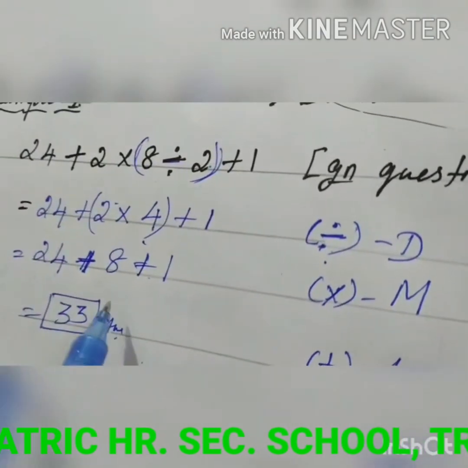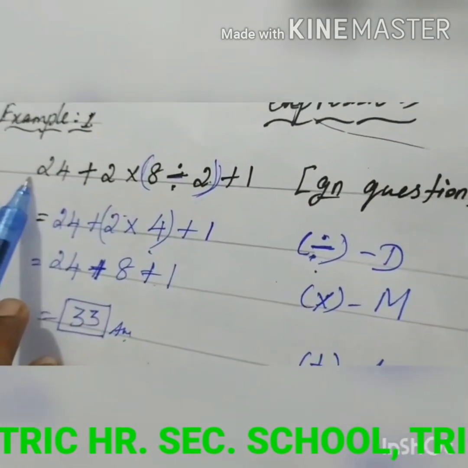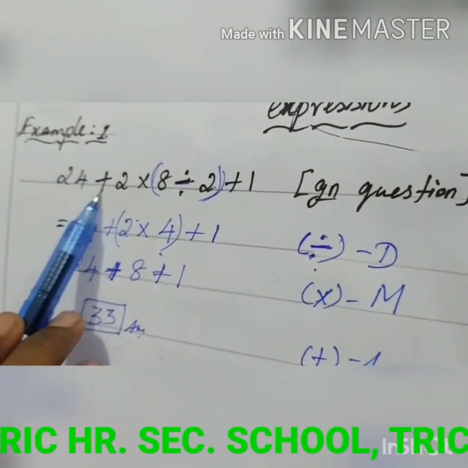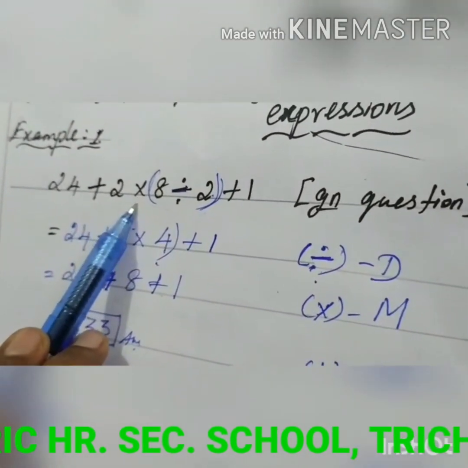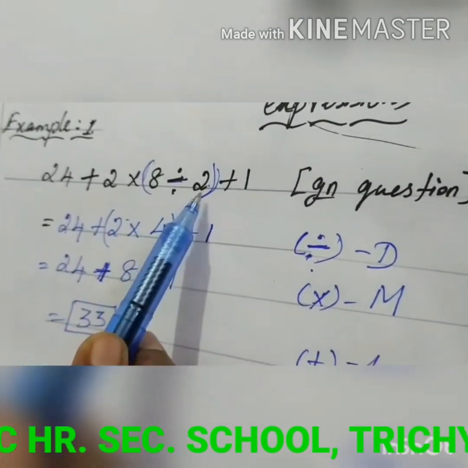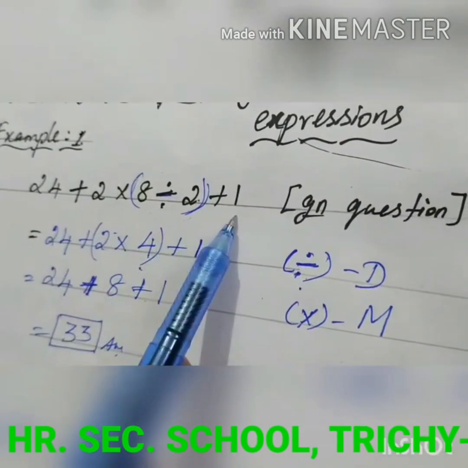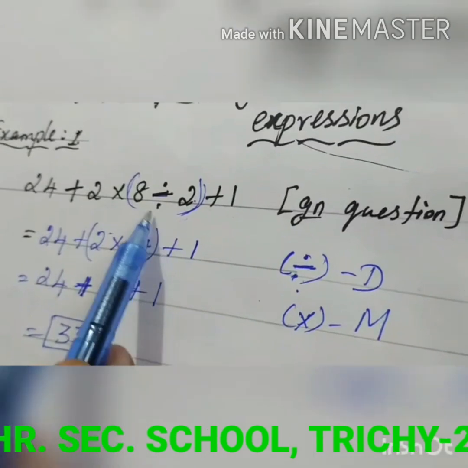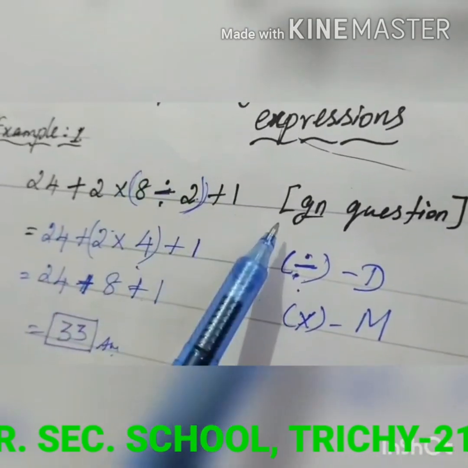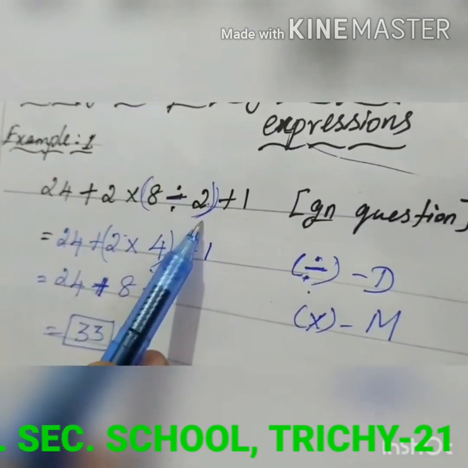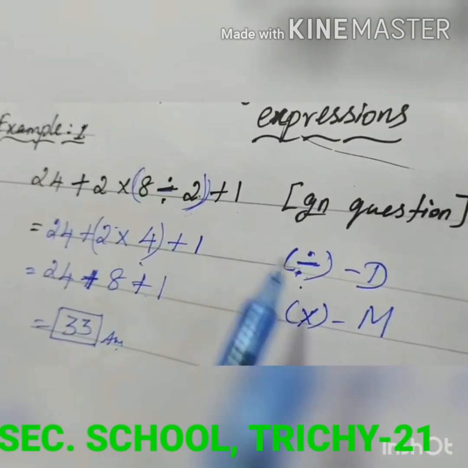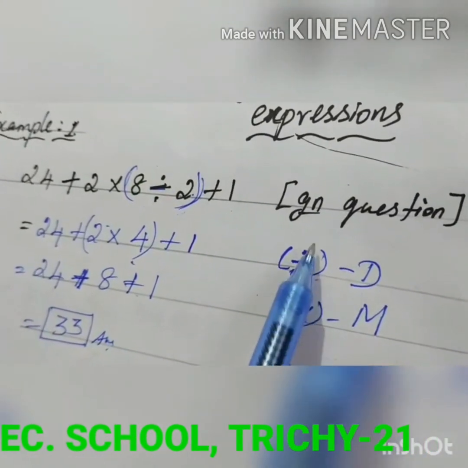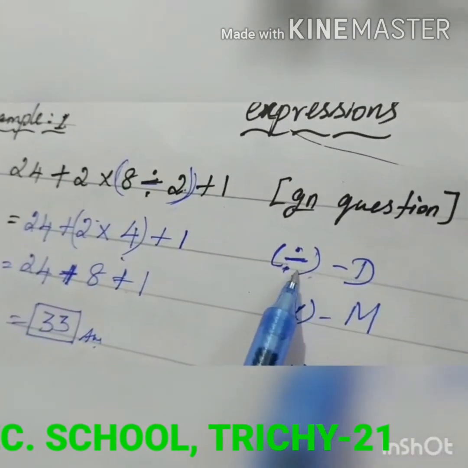Is it clear, students? Again I am telling, listen. See the question. 24 plus 2 multiplied by 8 divided by 2 plus 1. This is the given sum. So you can apply the BIDMAS rule. Here there is no bracket. So you can go to the second rule. After the bracket you can use the divide sign, division.